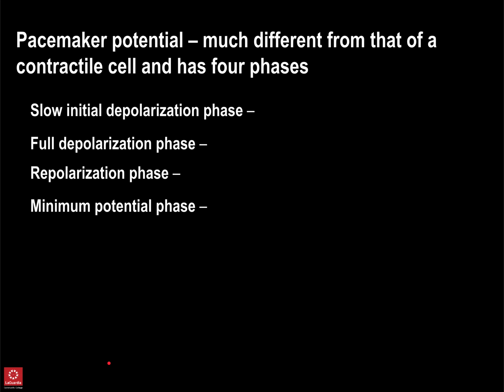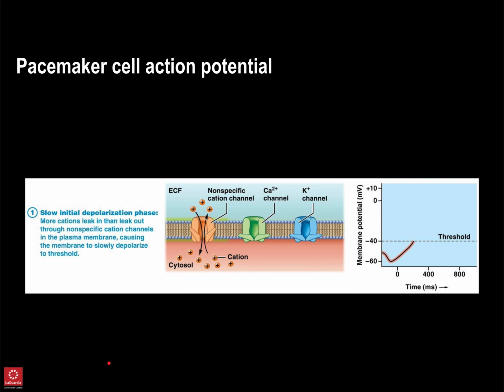So the pacemaker potential is much different than that of a contractile cell. It has 4 phases. We have a slow initial depolarization, followed by a full depolarization, followed by a repolarization, followed by a minimum potential phase. So let's take a look.